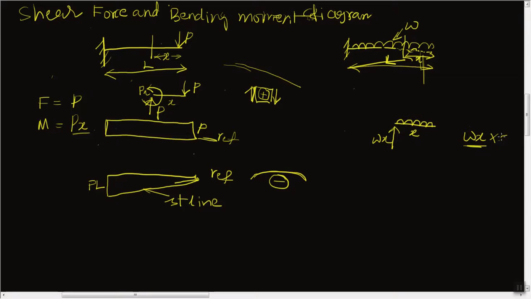This is the total moment it is creating. It is actually Wx into x by 2. I will just redraw this entire thing. We are adding a counterclockwise moment of magnitude W into x square by 2, that is Wx into x by 2. Excuse me for that.